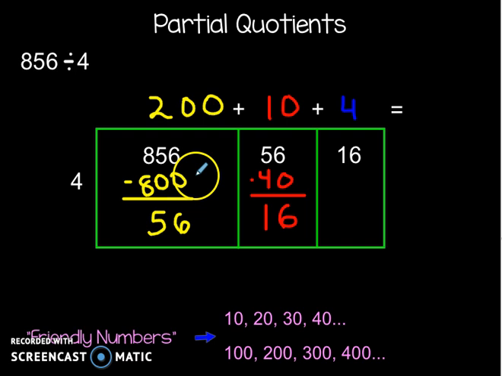4 times 4 is 16. I'm going to put my 16 right below because that's what I had left over. And now I'm going to keep pulling my 4s out of there. And I have nothing left over. So 856 divided into 4 groups is 4 groups of 200, 4 groups of 10, and 4 groups of 4. And so if I add up all those parts, I have 214.